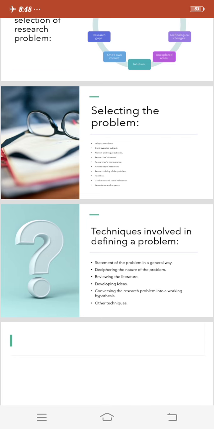Next one is converting the research problem into a working hypothesis. Here converting a broad topic into a specific topic is the goal of defining a problem. Eventually, the researcher must narrow down the general area into a specific topic. The researcher must restate the research problem as a workable proposition. This is possible if he sincerely undergoes the preceding four steps.